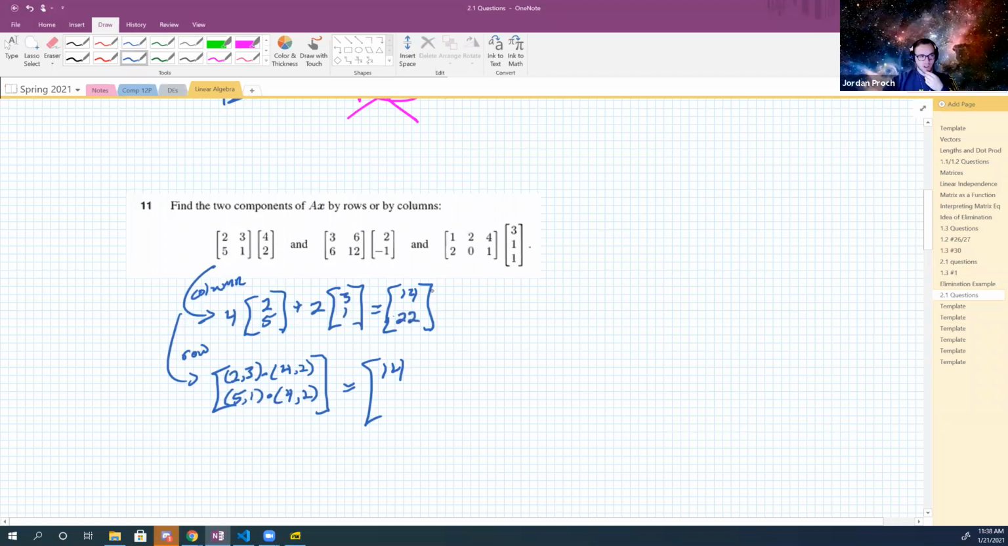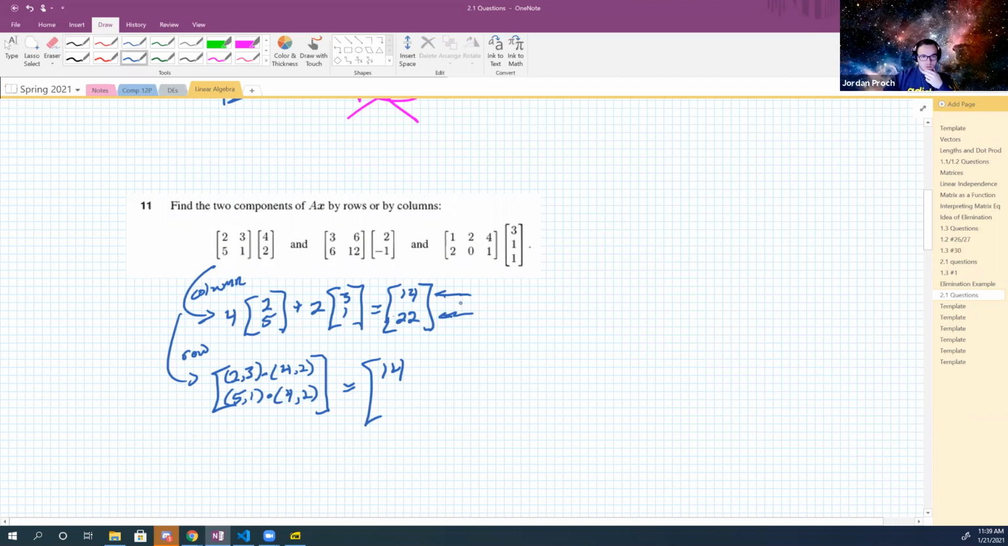So basically, they're reinforcing the idea that it doesn't matter if we do it by rows or by columns. That's one thing they're getting at. The other thing they're getting at is that the result should be a 2 by 1 matrix. And they're just trying to tell you that there's two entries that you're looking for. Got it. So the two components are these two numbers, 14 and 22, component 1 and component 2.